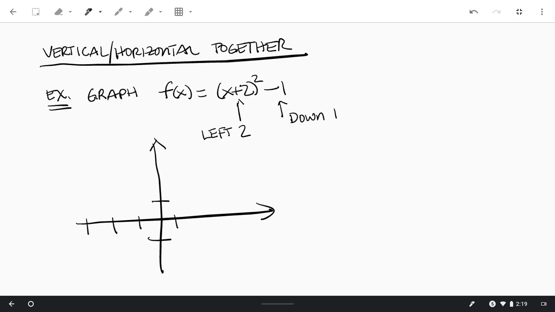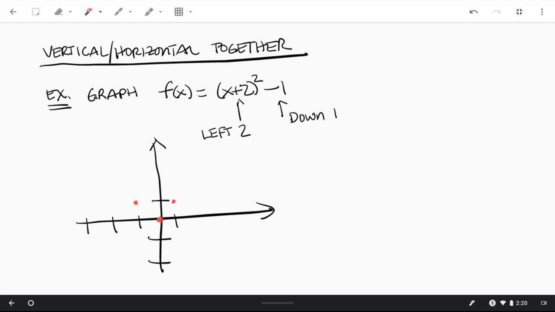All right, I'm going to do the parent function in red first. So this is x squared. We said that the parent function, the graph of x squared, is a parabola. So we have points at (0, 0), (1, 1), and (-1, 1), and it's U-shaped, not V-shaped.